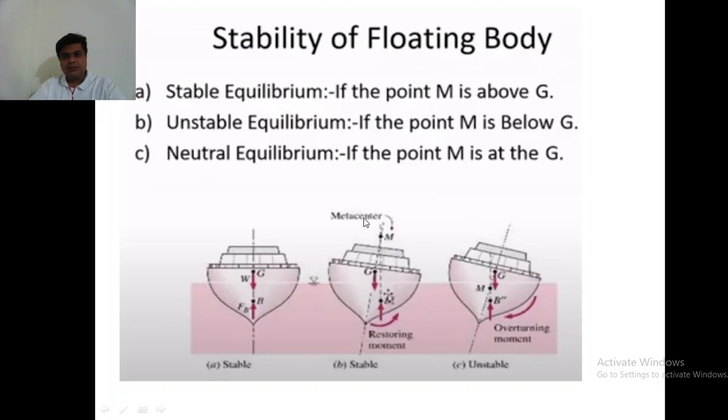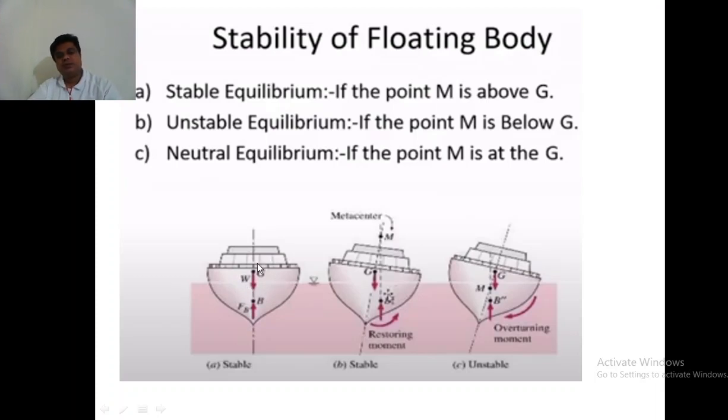So here we should see that whenever we design a ship, the metacenter should be above G. Only then it will be in stable equilibrium, stable condition. If you design a ship such that the metacenter comes below G, then the ship will overturn. So it depends upon the shape and the weight of the ship you are designing. The shape should be such that the weight of water displaced should be more than the weight of the ship, so that it will be floating.